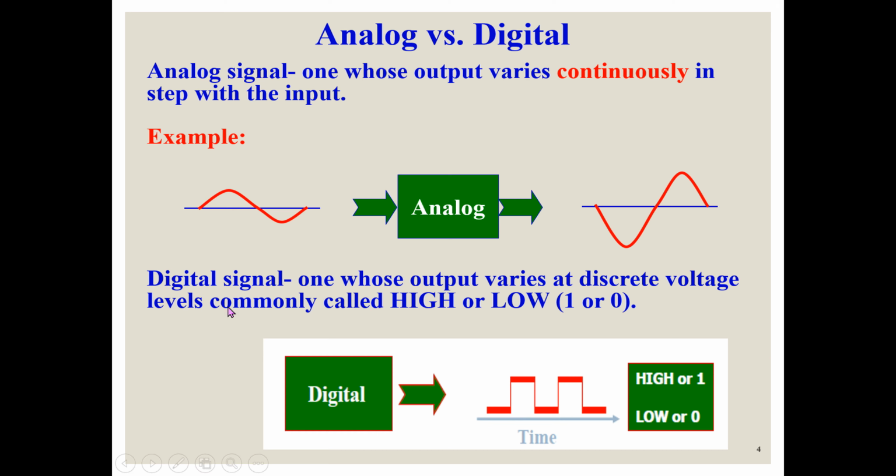So a digital signal is one whose output varies at discrete voltage levels, commonly called high or low signal, where high is called logic 1 and low is called logic 0. This is regarding the basic differences between what is meant by analog and what is meant by digital.